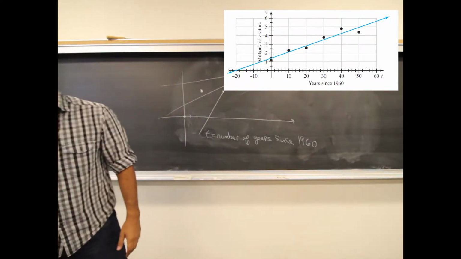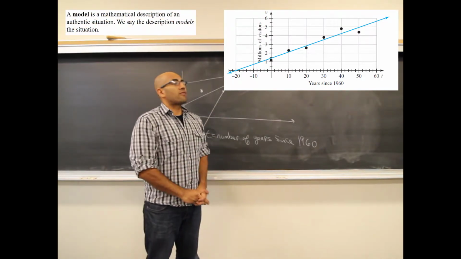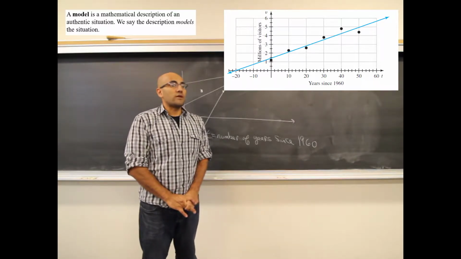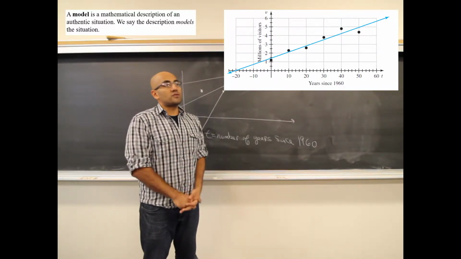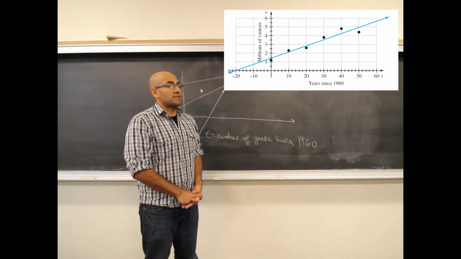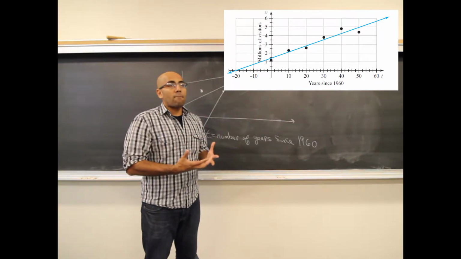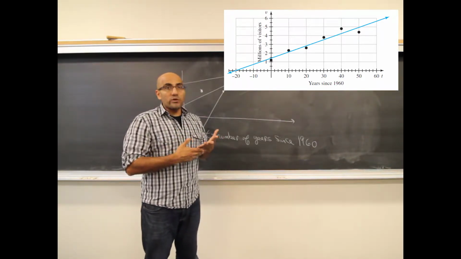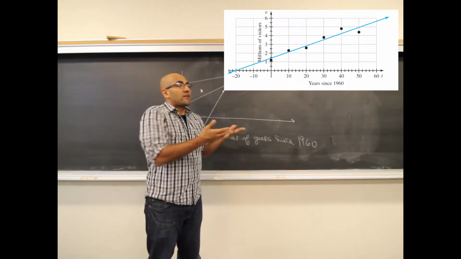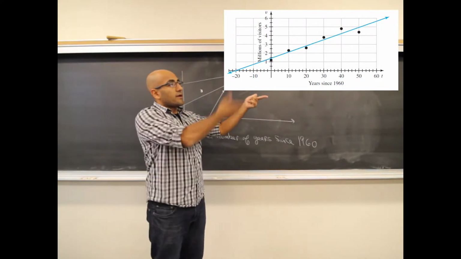Okay, so we call this a model. A model is a mathematical description of an authentic situation. We say that the description models a situation. So we're modeling the number of visitors to the Grand Canyon as a function of the t-value since 1960. That's what we're doing. Now when we create a model, we can describe that model with an equation, which we will eventually. But for now, we can just describe our model with a picture. We can just draw a line. That blue line is our model, right there. There's my model.